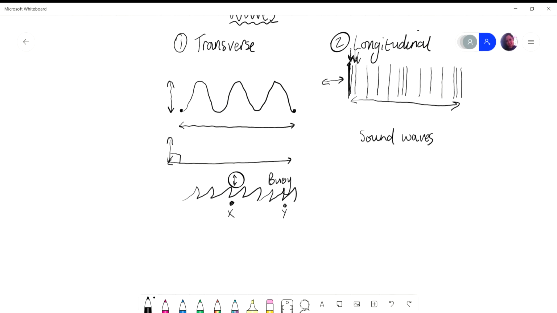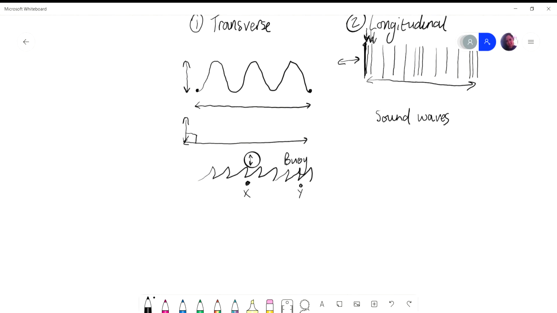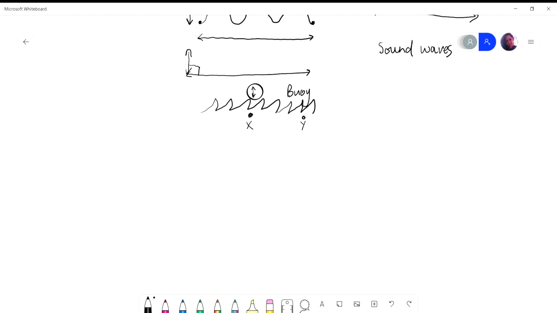The most obvious example of transverse waves are... Sometimes my computer, if I do anything too curly, it thinks I'm trying to produce a circle.